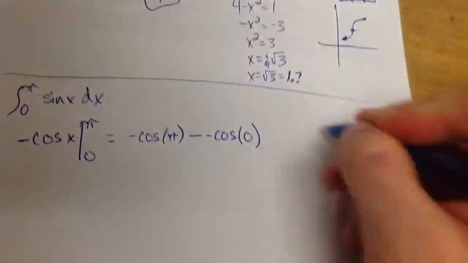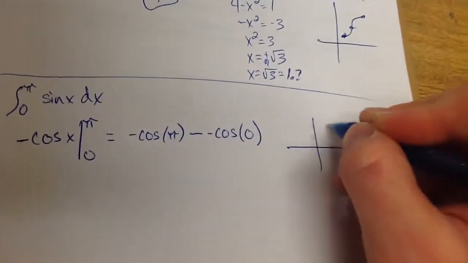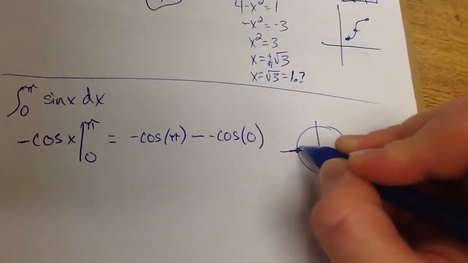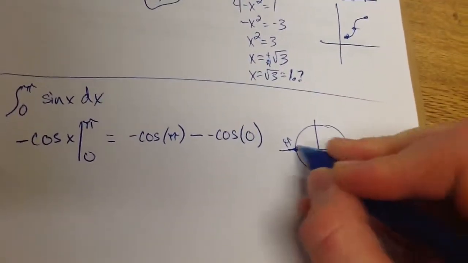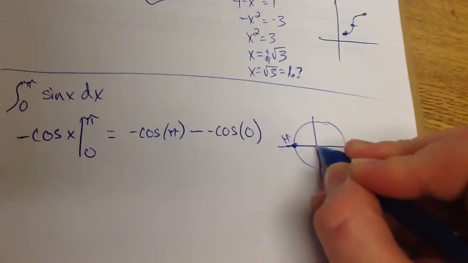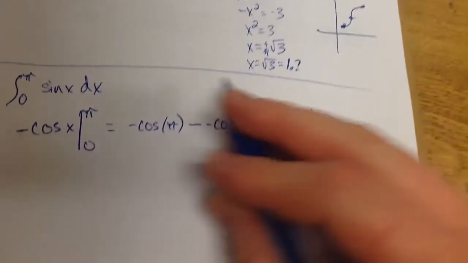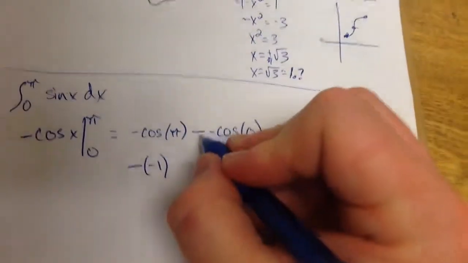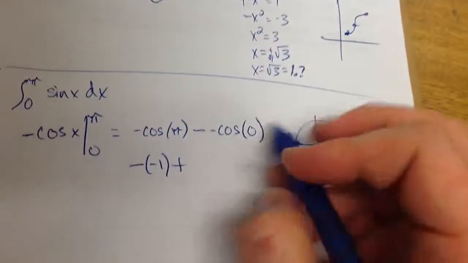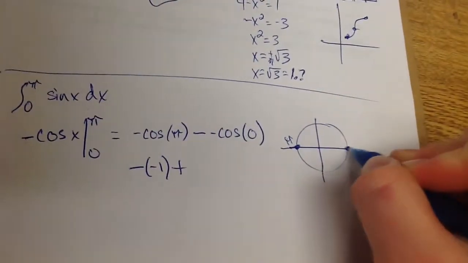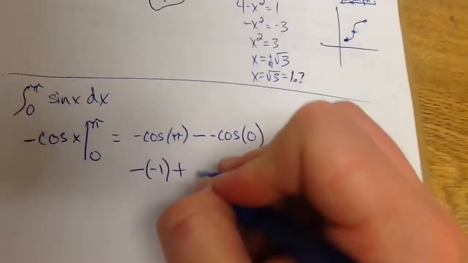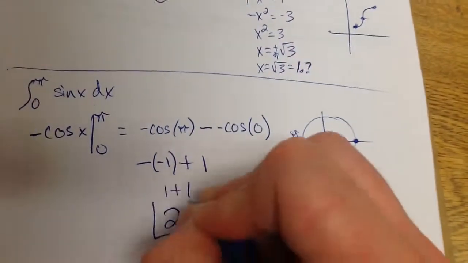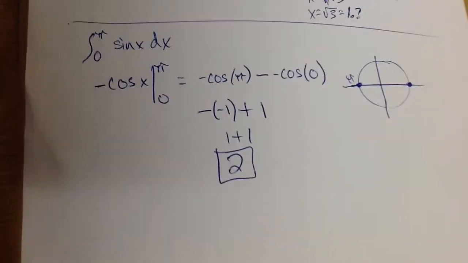Well, cosine of pi, the circle's 2 pi around. We should do this sooner than later. Half the circle's pi. The cosine is just the x-coordinate of that point. In this case, the x-coordinate is negative 1. So the cosine of pi is negative 1. So that'd be negative, negative 1. Minus the negative is plus. Cosine of 0 is right here. The x-coordinate of that point is 1. So I have negative, negative 1 plus 1, which is 1 plus 1. So it's 2. So that integral would be 2.